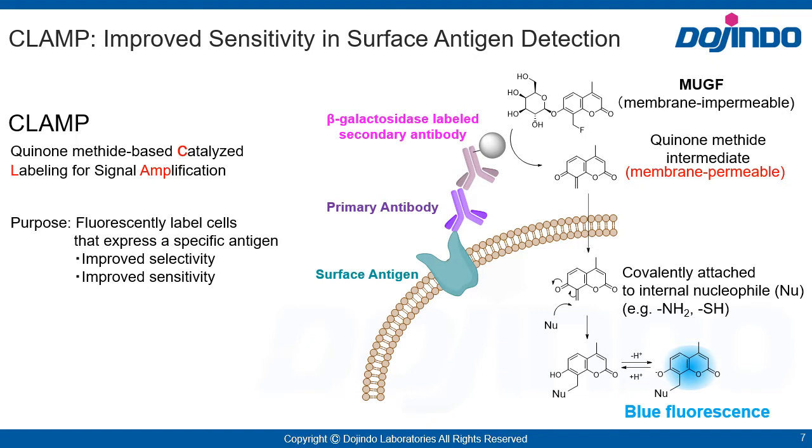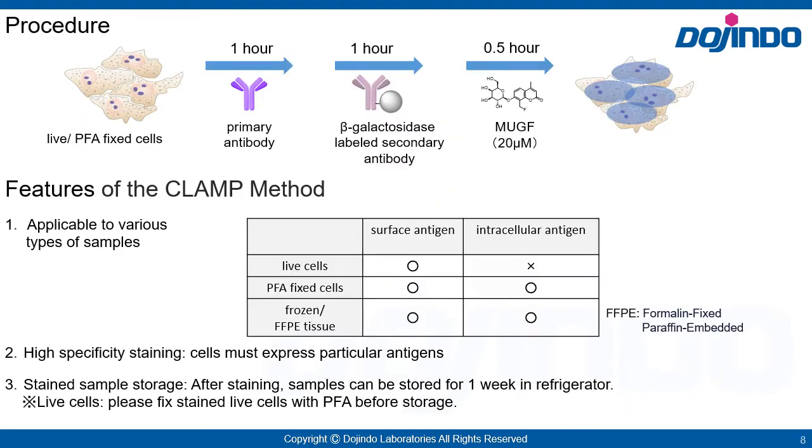Large amounts of Mugf are converted and subsequently accumulate in the cell, creating an intense signal. In this way, the mechanism is very highly sensitive and will produce strong fluorescence even with very low levels of antigen expression. Now, we can discuss experimental operation and what the clamp method can accomplish.